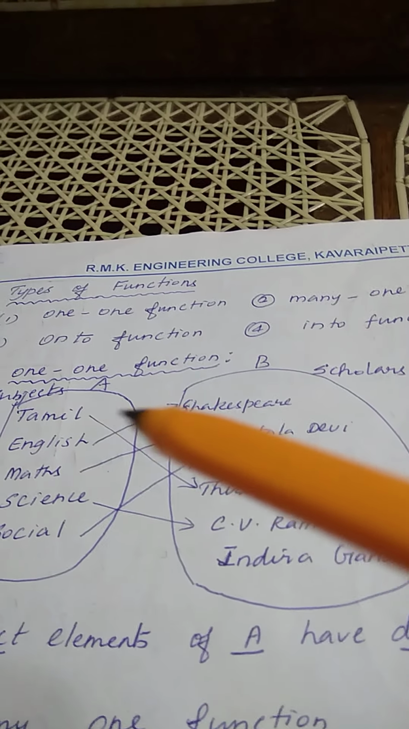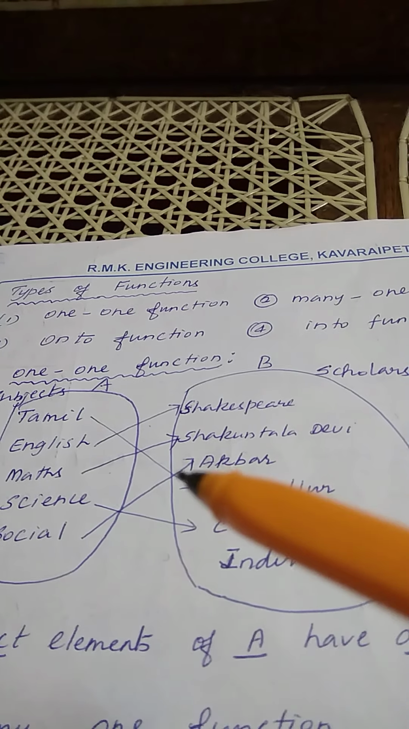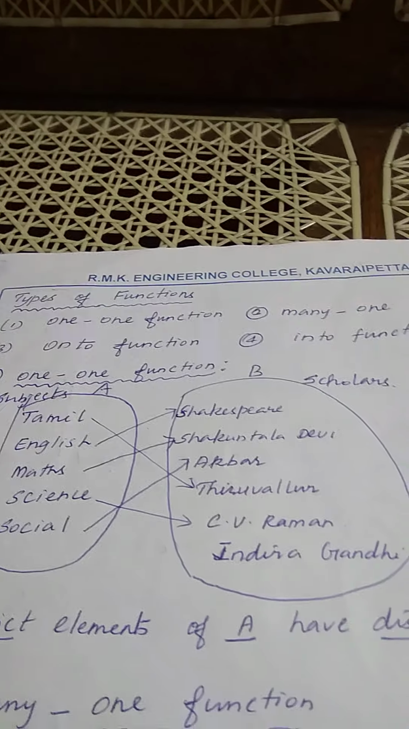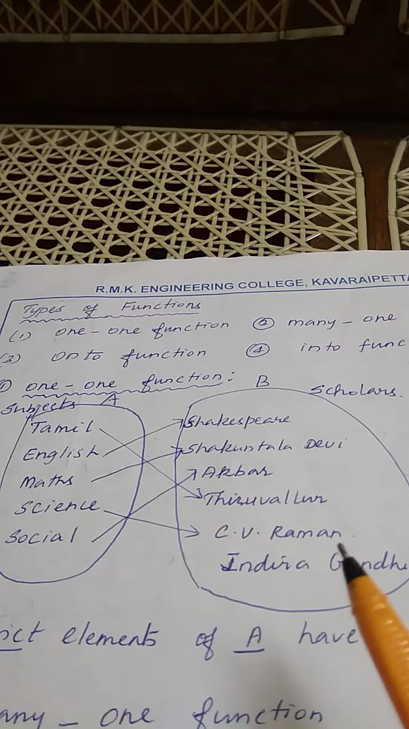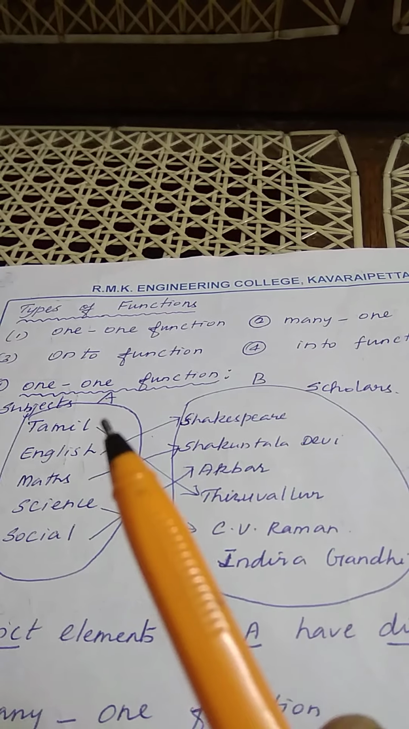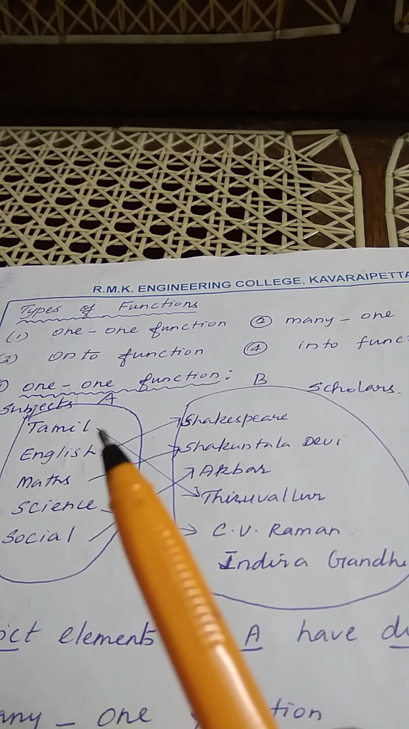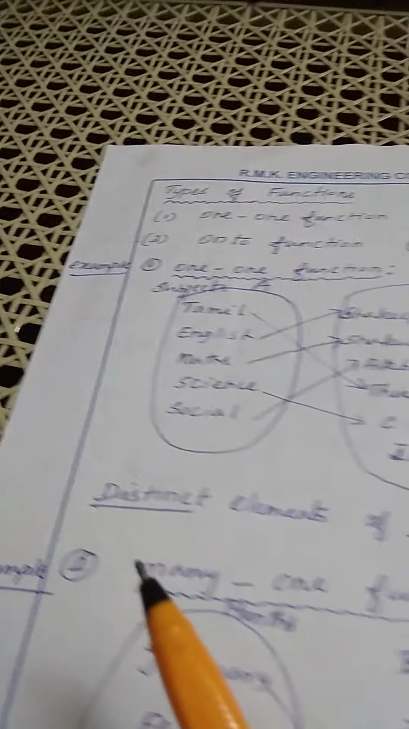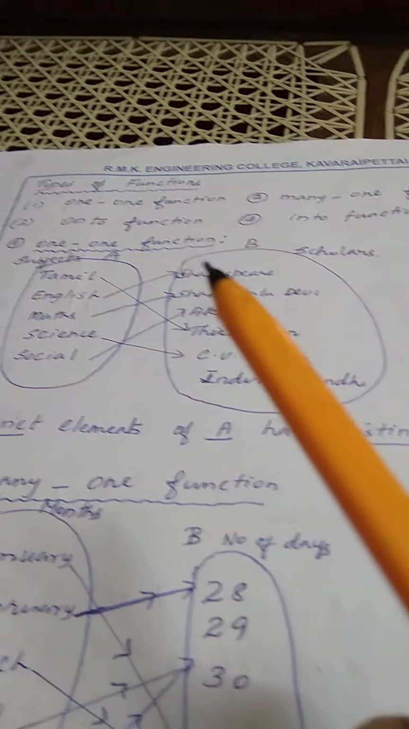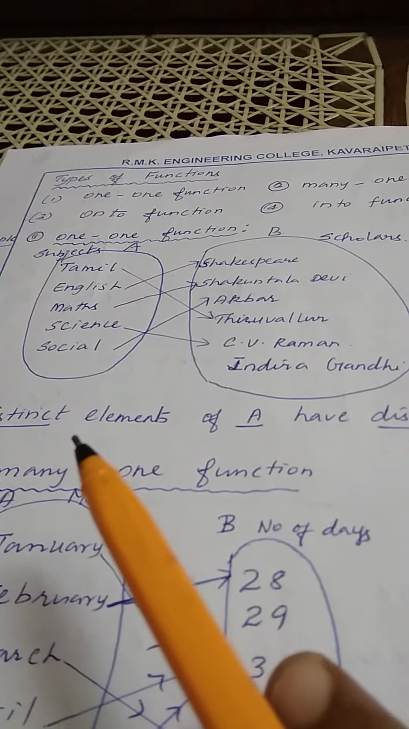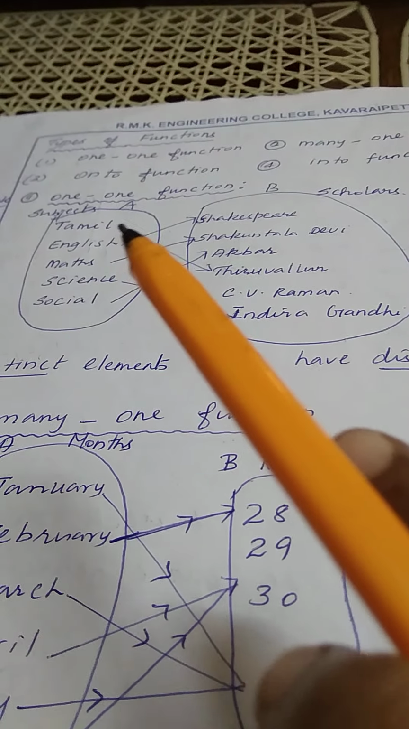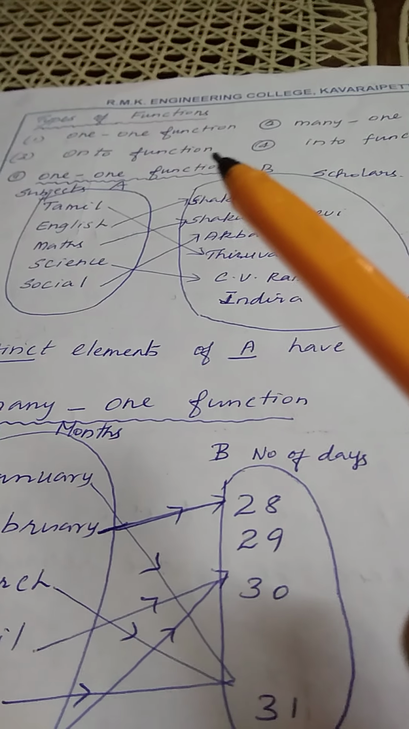We will connect Tamil with scholar Thiruvalluvar, English with Shakespeare, Maths with Shakuntala Devi, Science with C.V. Raman, Social Science with Akbar. So here for distinct pre-images we have distinct images. Distinct elements of A have distinct images in B. So that is one-to-one function. The definition: distinct elements of A have distinct images in B. For every pre-image there is only one image, that is one-to-one function.